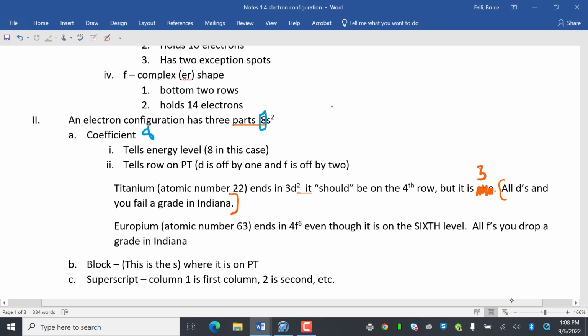So there was a kid that got all D's in my class, and they held him back in elementary school, okay? And the poor kid had to repeat 4th grade, okay? Oh, sad, right? Europium, atomic number 63.